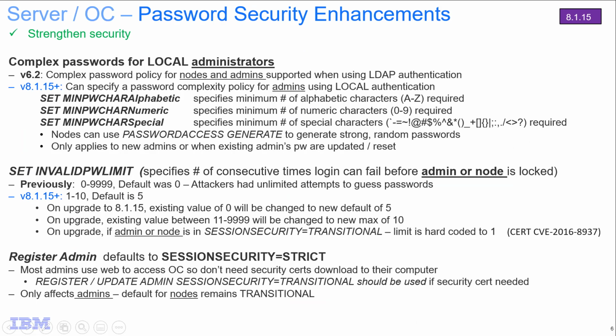Okay, so in summary, I've shown you our changes to our local administrator passwords. You can now specify a minimum number of alphabetic, numeric, or special characters to be in each password. I showed you our new invalid password limits for logging on administrators or nodes. And I showed you the changes to our session security for the register admin command and the updates that happen to administrators in transitional mode when you upgrade the Spectrum Protect server to this new version 8.1.15. Thank you very much.